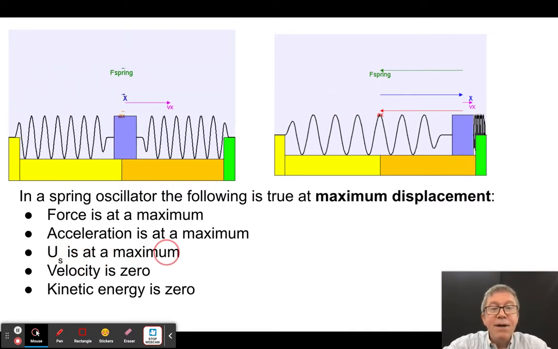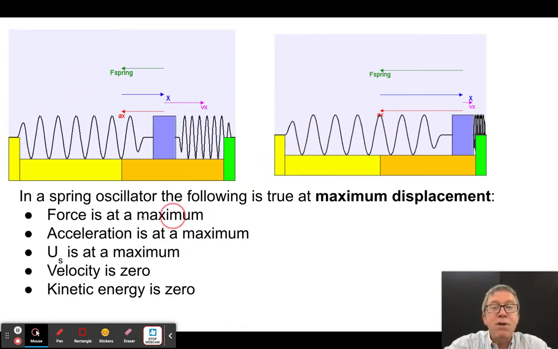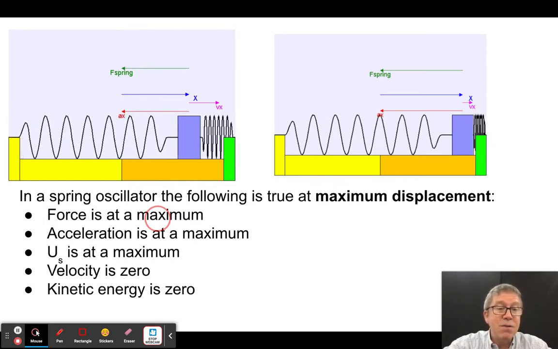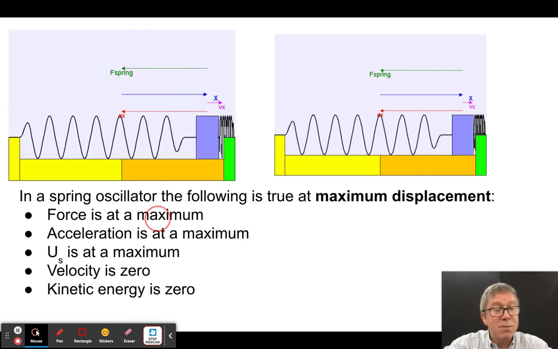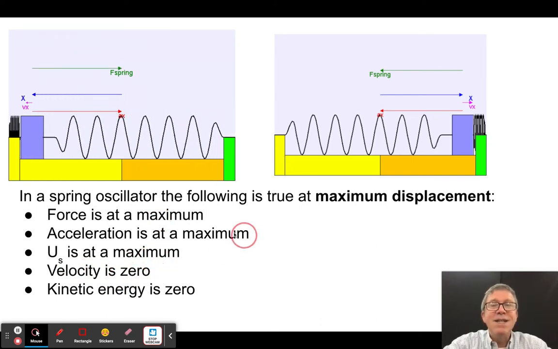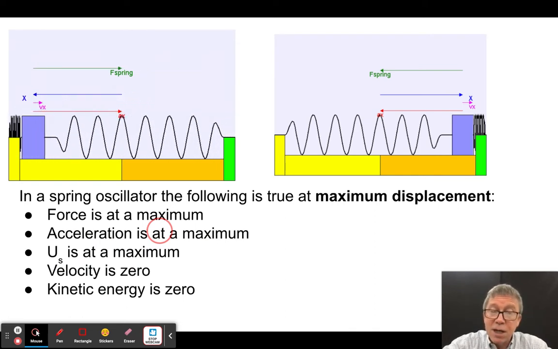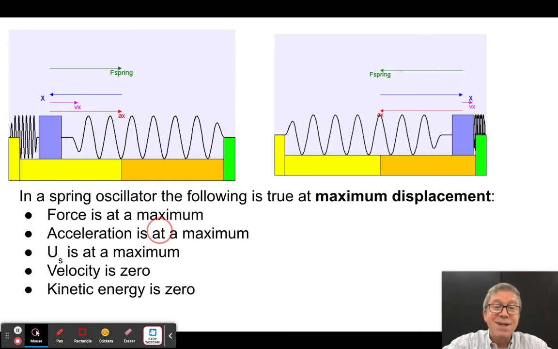Now, if the spring is at its maximum stretch, that means the spring force has to be at its maximum, because remember, negative k delta x is equal to the spring force. Since delta x is at its maximum, force is at its maximum. So even though its velocity is zero, the acceleration is at a maximum because F equals ma. If force is at a maximum, then acceleration is at a maximum. It's a little counterintuitive, but if you think about it for a second, it does make sense.